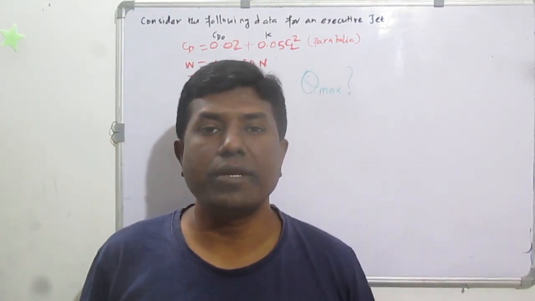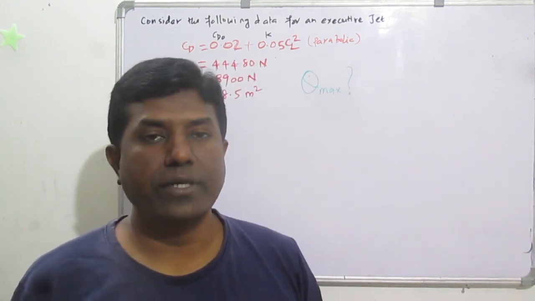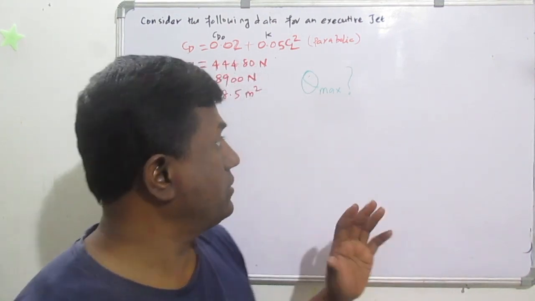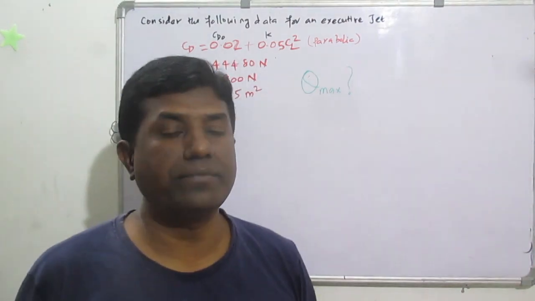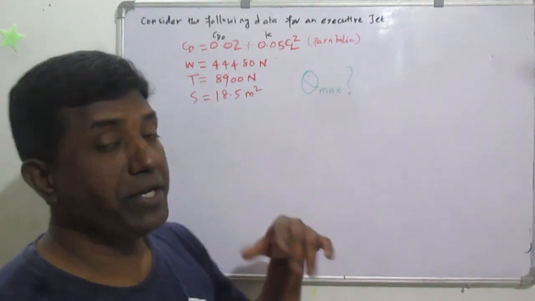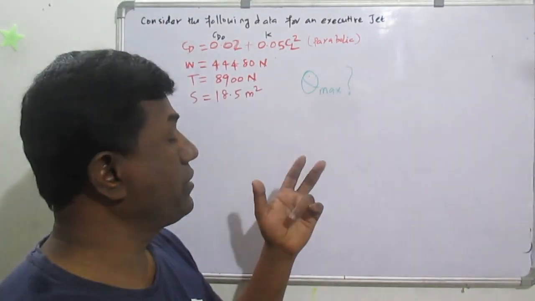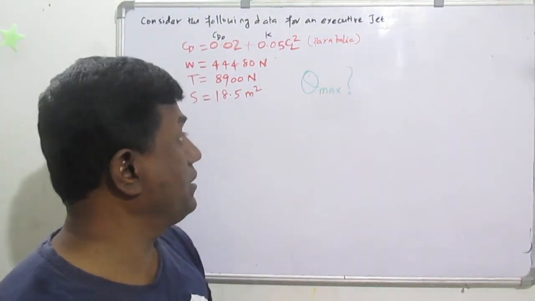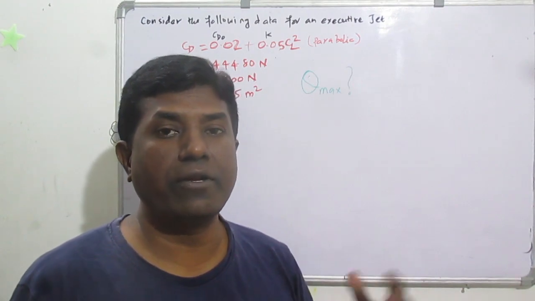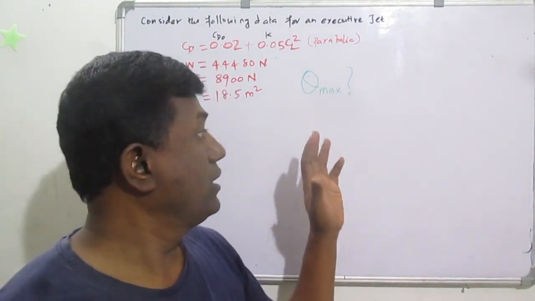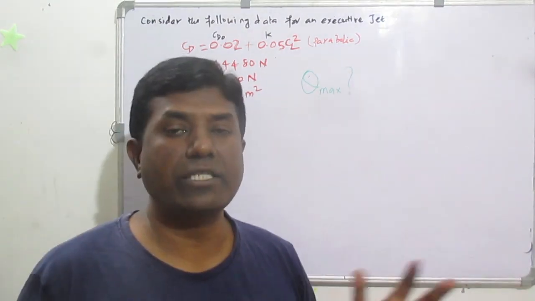So in this series on flight mechanics, we are discussing climbing flight. In the previous video, we solved one numerical based on the data. By using the same data, in this class we will find out the maximum angle of climb. That means we have found the solution for maximum angle of climb in the previous class.